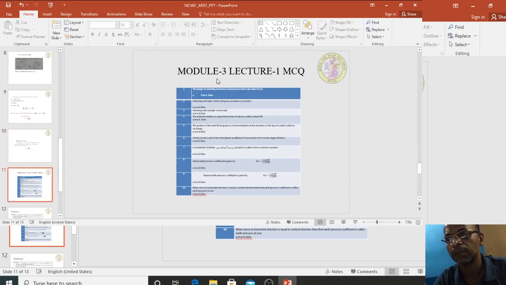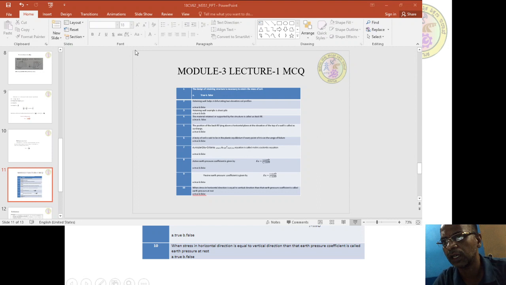Some of the multiple choice questions are as follows. The design of a retaining wall is necessary to retain the backfill. Yes, option is A. The retaining wall helps in bifurcating the two elevations of soil. Yes, option is A. A retaining wall example is a sheet pile wall. Option is A. The material retained or supported by the structure is called backfill. Option is A. The portion of backfill lying above the horizontal plane at the elevation of the top of the wall is called surcharge.